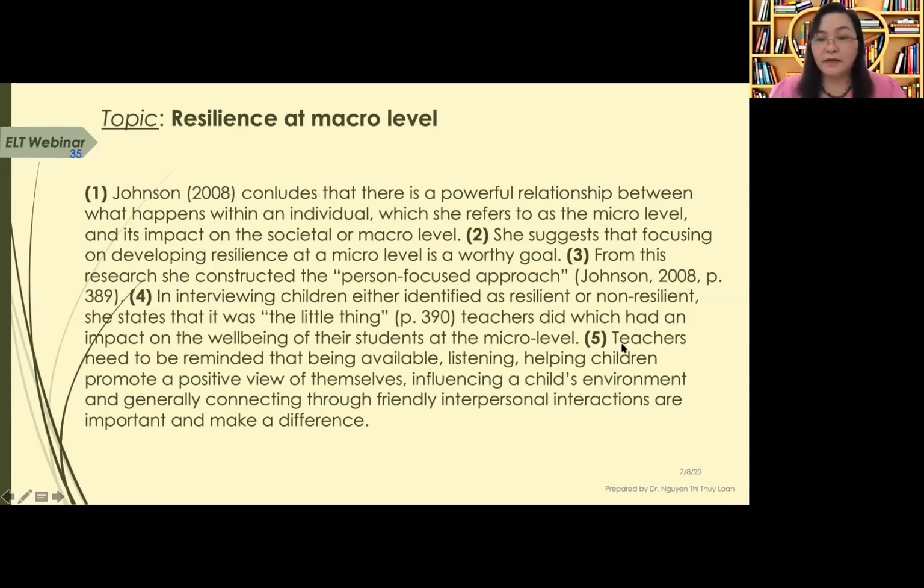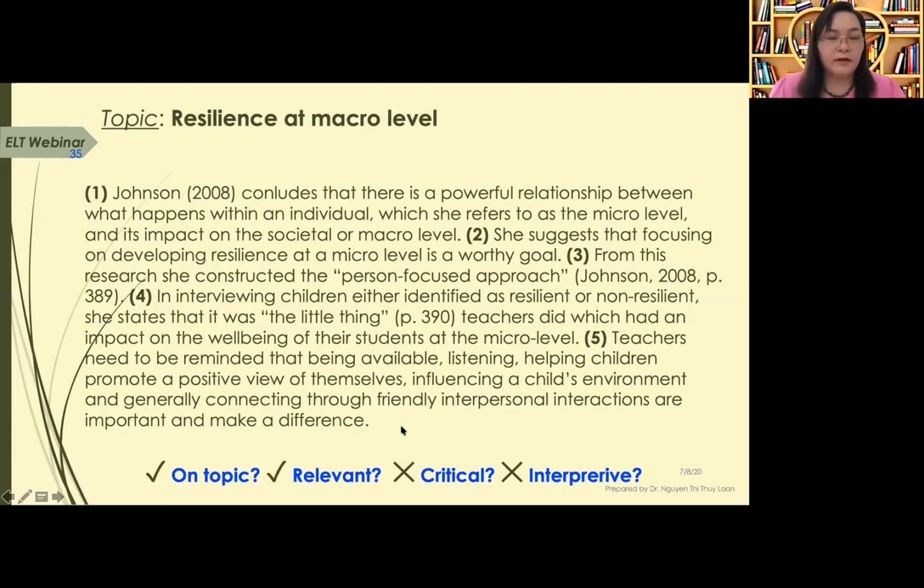Look at sentence number 5. Sentence number 5 says, teachers need to be reminded that... You may think maybe it's the writer's interpretation of the reported study, Johnson 2008, but actually there's no language for you to ensure that. So this could be the cited author herself commenting on her own study. So it means that this paragraph in the literature review chapter is on the topic. It is about the topic here.